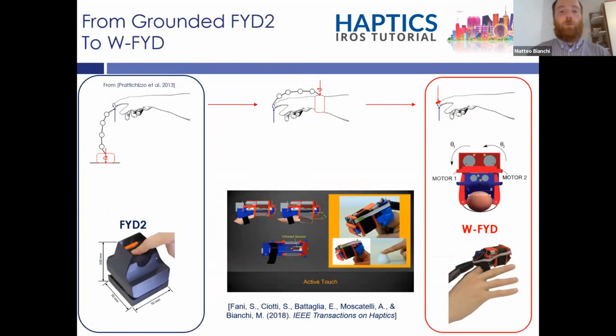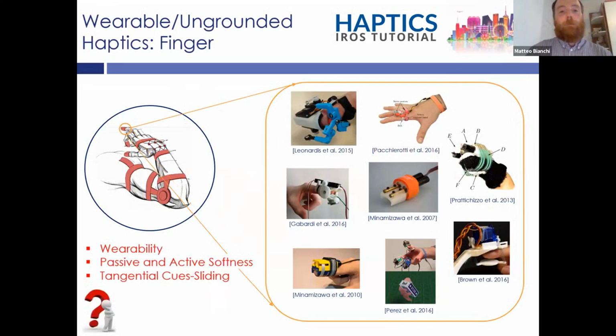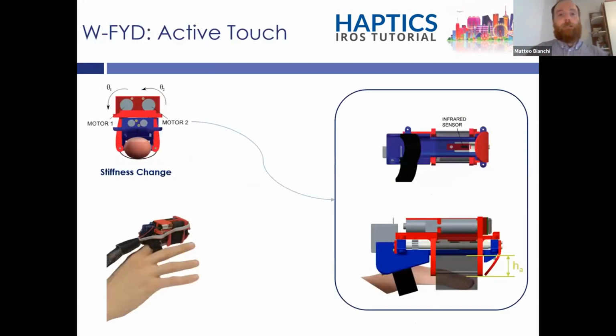The next step was to move from a grounded device toward a wearable one, and we built the wearable FYD. Basically, there are many different types of wearable systems at the fingertip level, but none of these systems can deliver both passive and active softness information and tangential cues. So basically, this is the system. In the active touch mode, the user can actively indent the fabric surface that we still used in this kind of system.